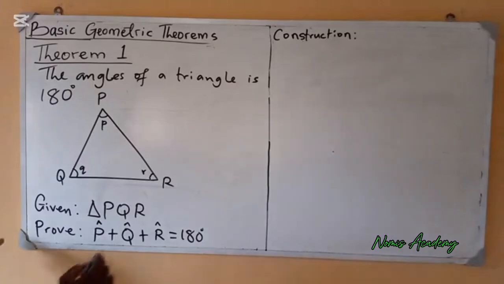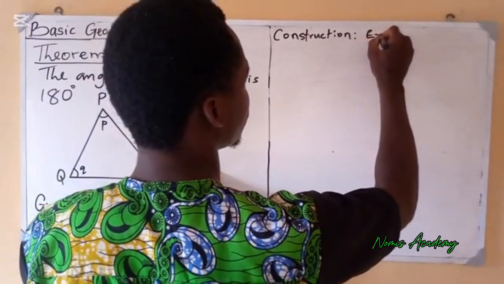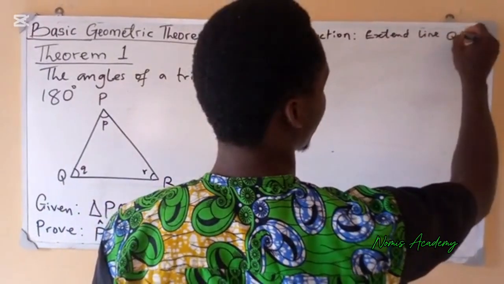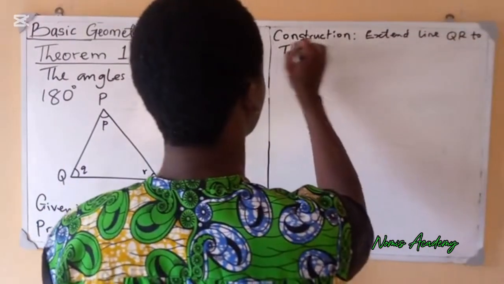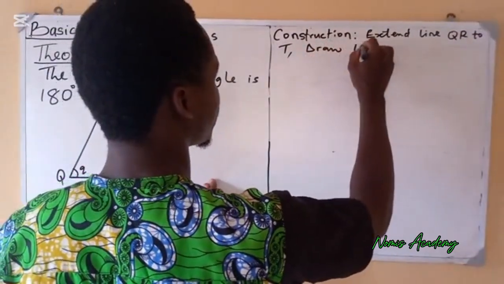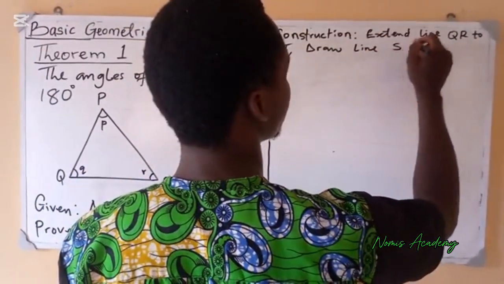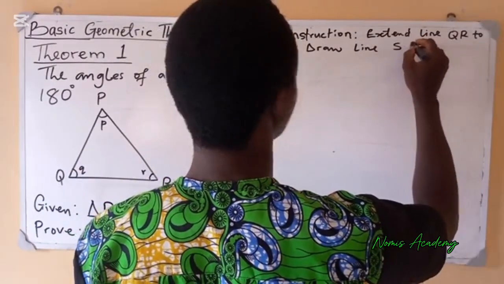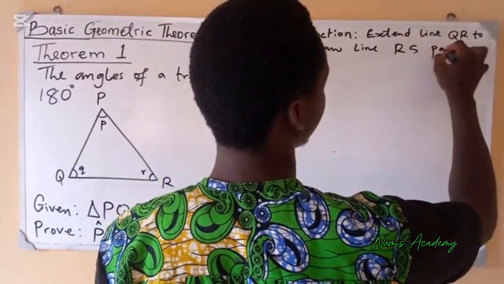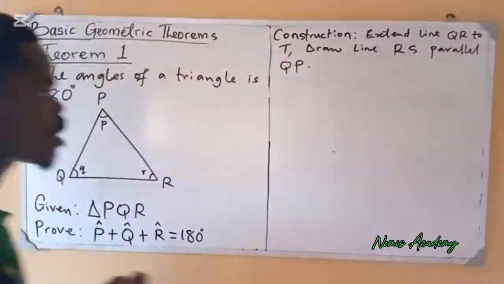Okay, now we are going to extend line QR to T, and also draw line RS parallel to QP. Okay, so that's the construction we need to do.